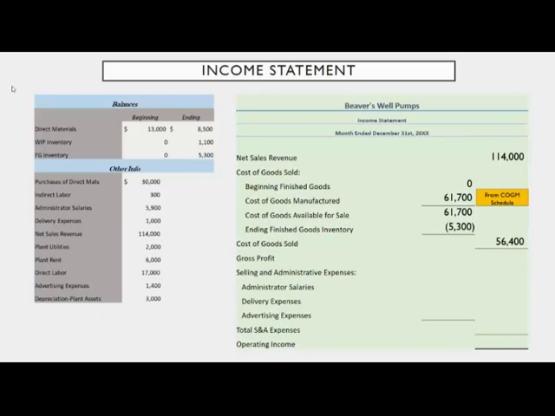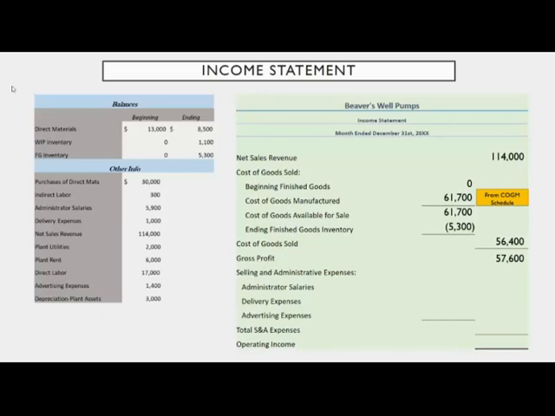It's going to allow us to figure out our gross profit, which is found by taking net sales revenue and subtracting out your COGS. $114,000 minus $56,400 means that Beaver's Well Pumps had a gross profit of $57,600 during the period. To take this gross profit and convert it into operating income, we need to subtract out our selling and administrative expenses. These are the expenses that a manufacturing company has which are not directly related to production.